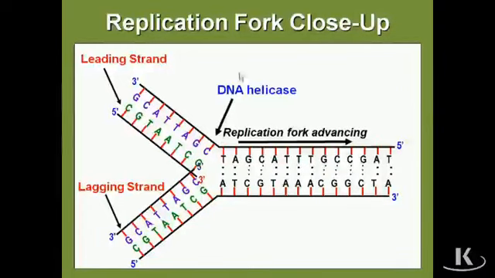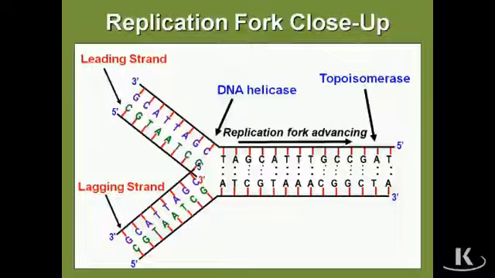A couple of accessory enzymes. Don't forget about DNA helicase. DNA helicase is going to be what unwinds the DNA at the replication fork. So that's going to be what separates these hydrogen bonds. There's a topoisomerase as well, and topoisomerase is going to be downstream of the replication fork, sometimes upstream, and it's going to relax the tension in the DNA.